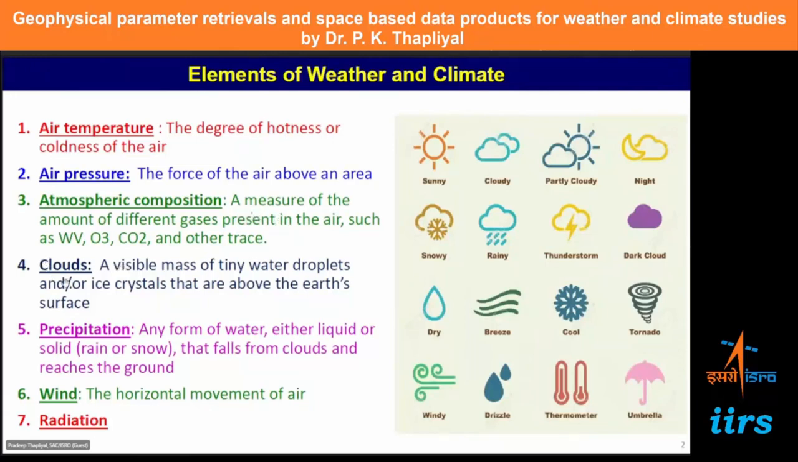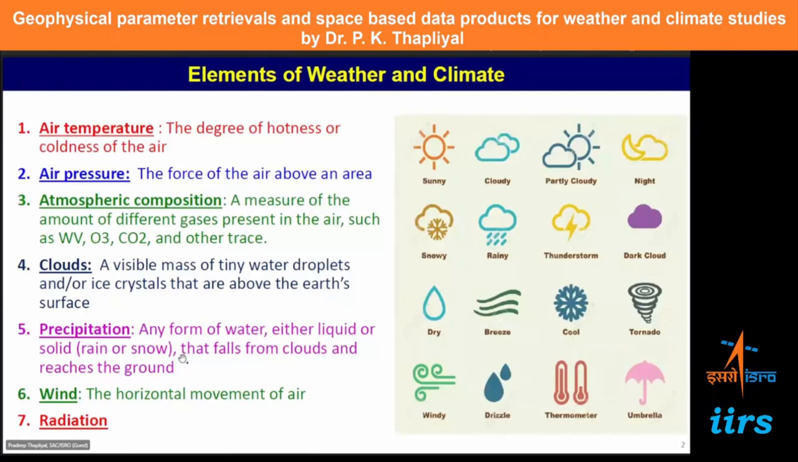Then clouds. And clouds define the weather system, like whether there will be rain or no rain. That is the mass of tiny water droplets. And they also sometimes have ice crystals over cloud. That is called cirrus clouds. Then precipitation. That is the rainfall, we call it when it is in a liquid form, or snow, ice. Then wind. That is the transport of the moisture from one place to another place. That basically is driven by wind.